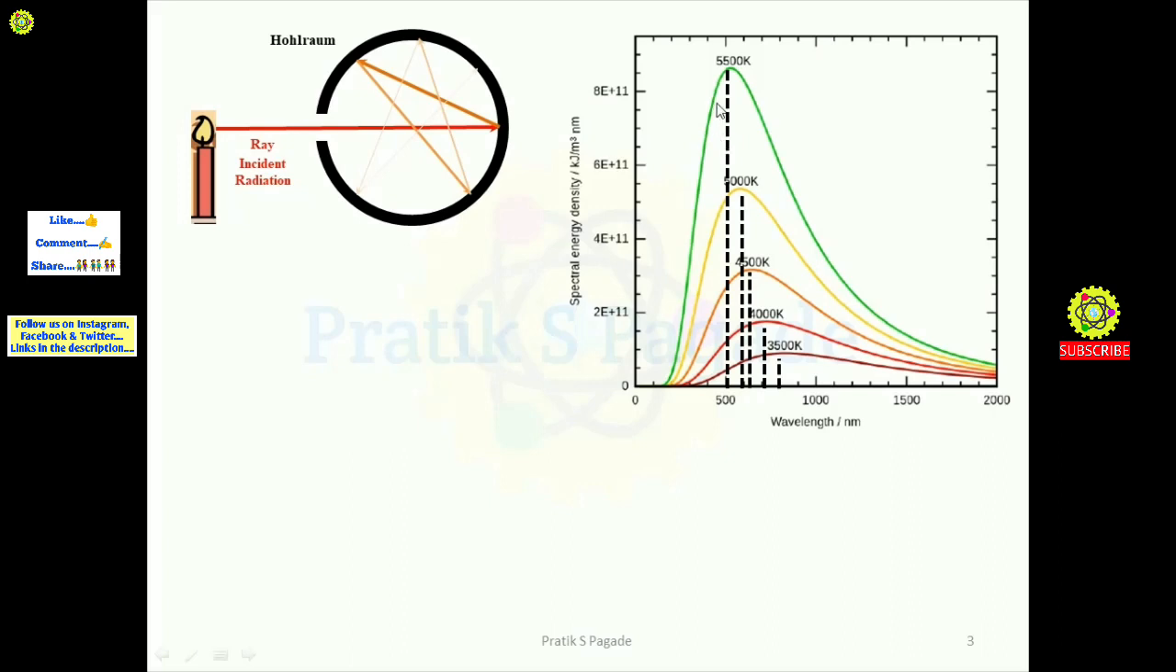Okay, now see here, from this graph we understood that at constant temperature, as the wavelength increases, the spectral energy increases, and at some wavelength its spectral energy is maximum, as you can see in this diagram. After that wavelength, in this case, in 5500 Kelvin, at 500 nanometer wavelength, the spectral energy is maximum, and further, as the wavelength increases, the spectral energy decreases at constant temperature.